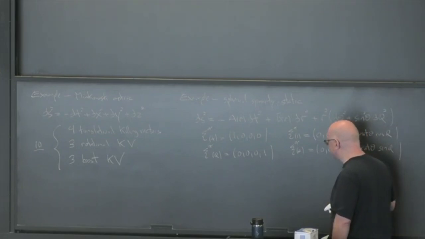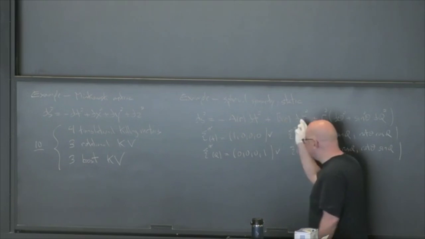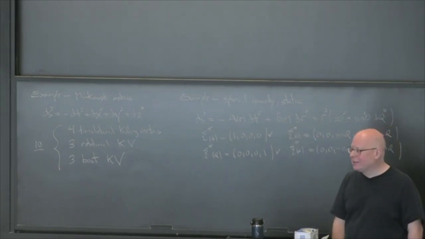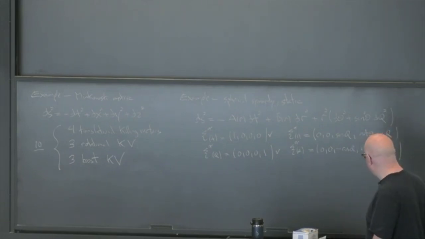So the point I wanted to make here is that those two are obvious because when you stare at the metric, we see that it doesn't depend on time, we see that it doesn't depend on phi. That gives us an identification of two obvious killing vectors.